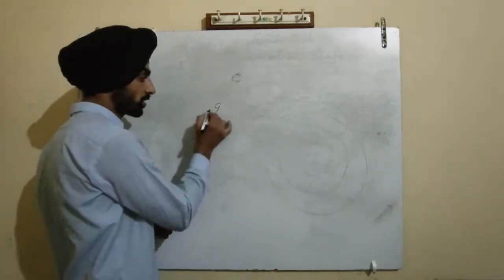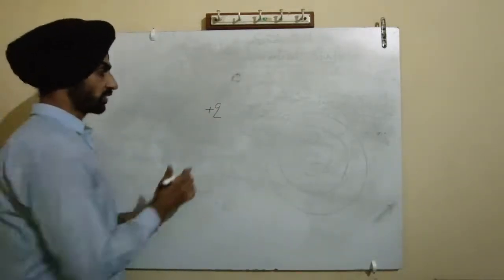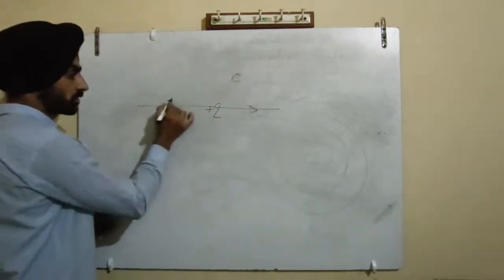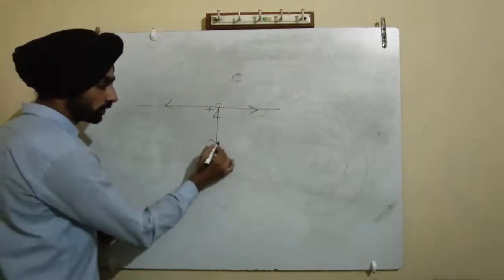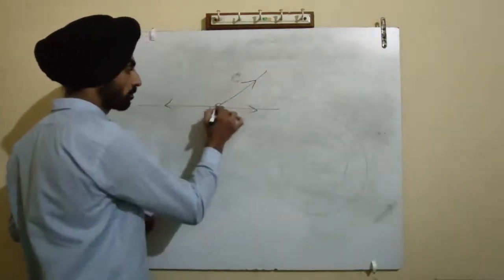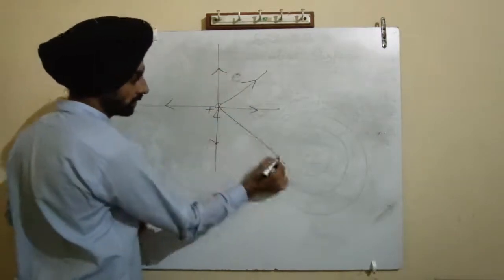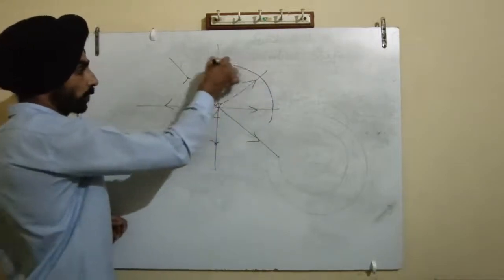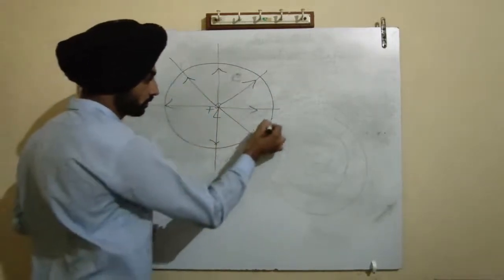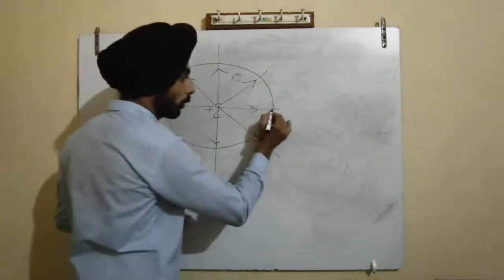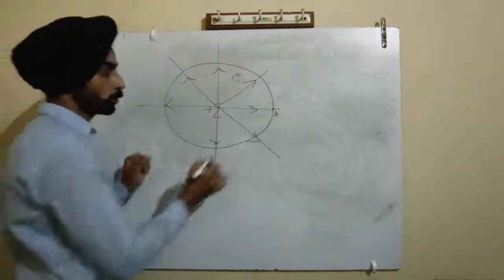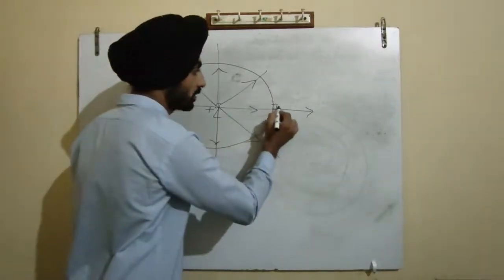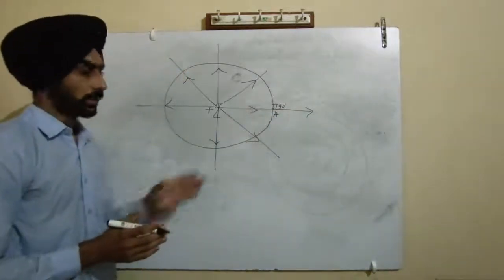Suppose there is a positive test charge. These are the directions of electric field from this positive charge. They are radially outward, like this, and same like this, and same like this. So this is the equipotential surface. This is a point on the equipotential surface. So what is the direction of electric field at A? It is perpendicular to the surface.